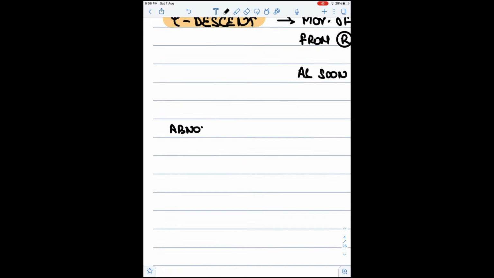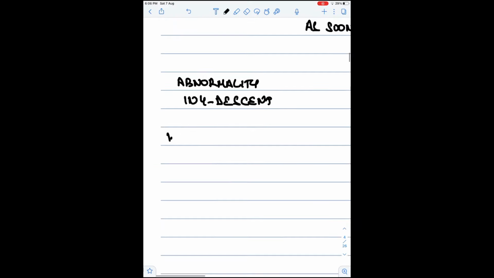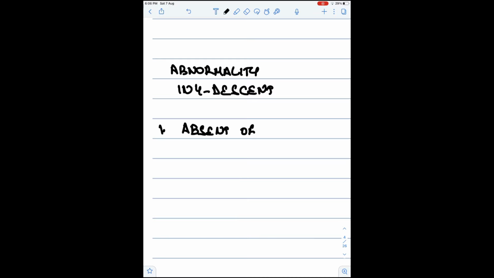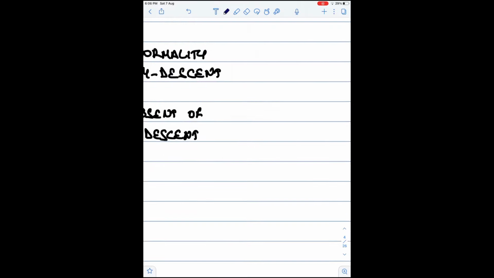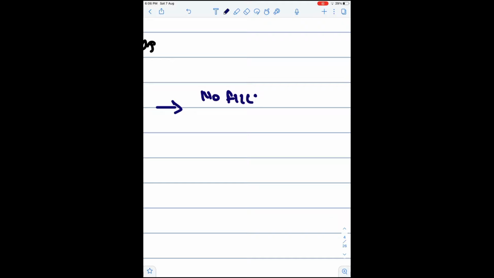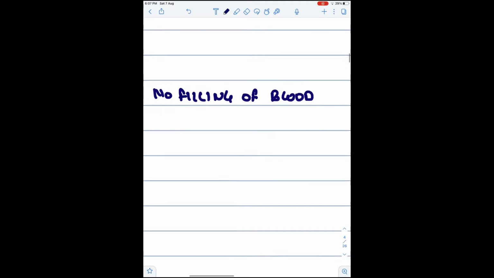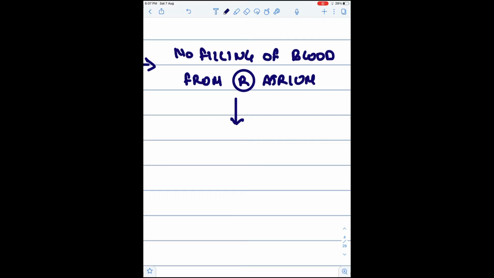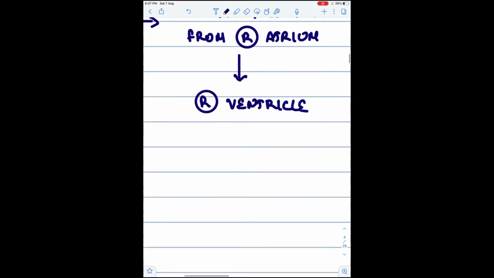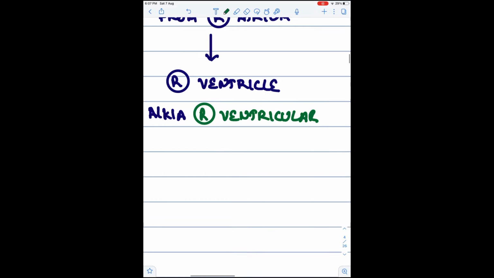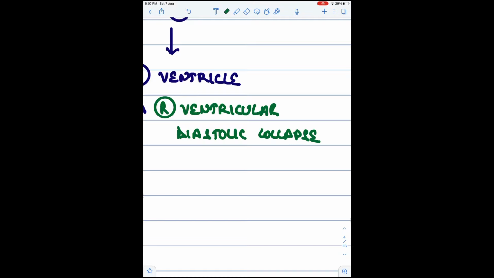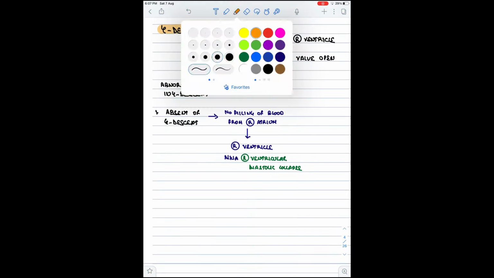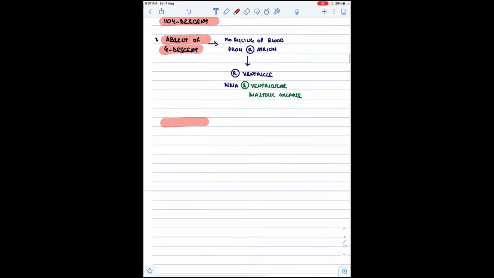Now, what are the abnormalities of the Y descent? Abnormalities can be absence of Y descent. The Y descent is absent. There is no filling of the blood from the right atrium into the right ventricle. This is known as right ventricular diastolic collapse. Because of right ventricular diastolic collapse, there is no filling of the blood from the right atrium into the right ventricle, leading to absence of Y descent.